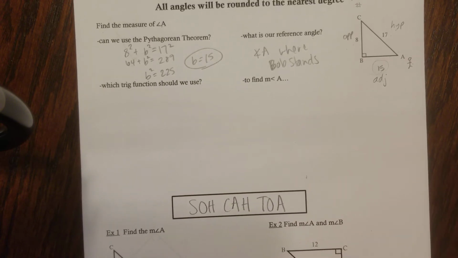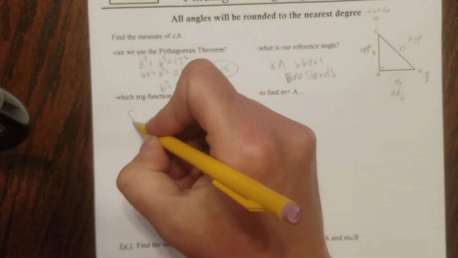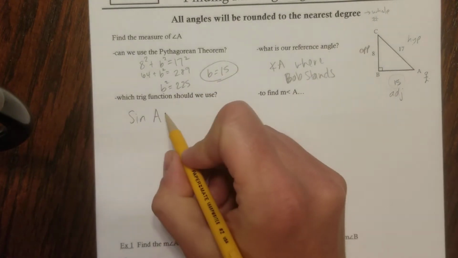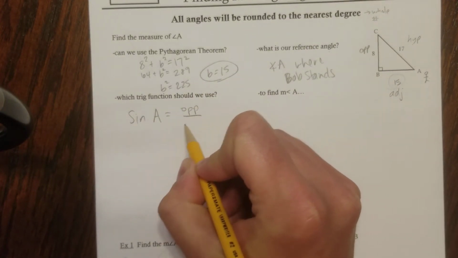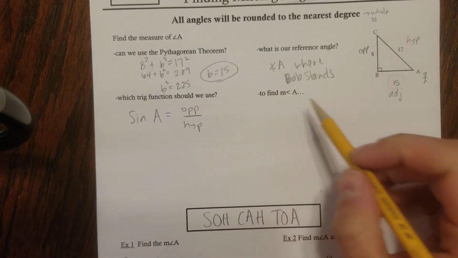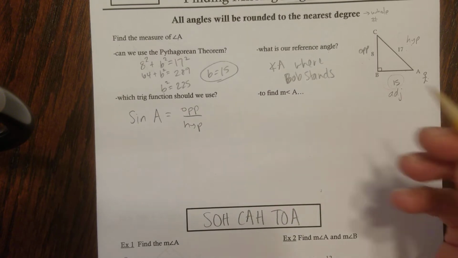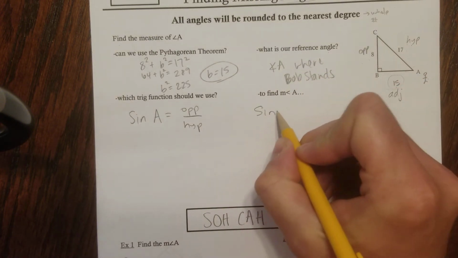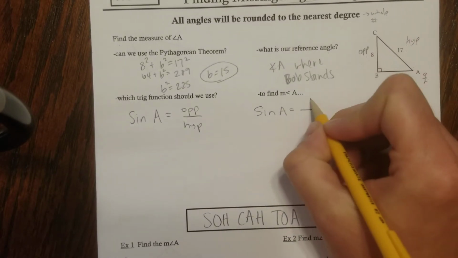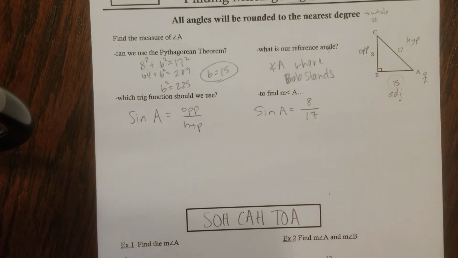I'm going to go ahead and just use sine. So sine of where Bob is standing, that's what we're going to use because we have the opposite and the hypotenuse that were given to us, okay? So how do we find the measure of angle A? Well, first we're going to plug in what we know. So sine of A, we don't know A. If I'm going to use opposite and hypotenuse, it'll be 8 over 17.